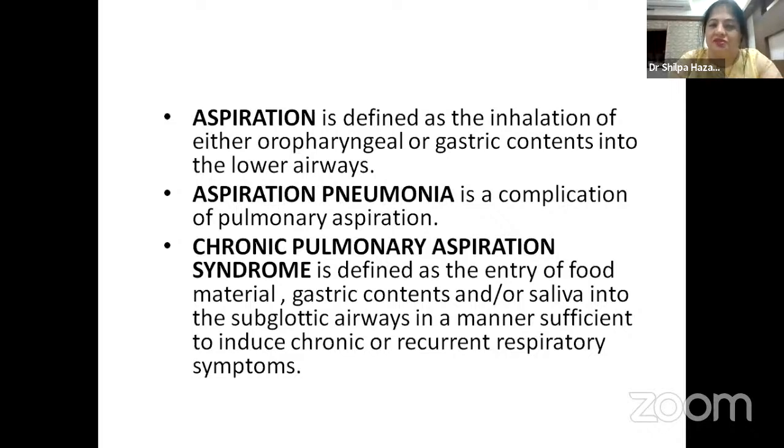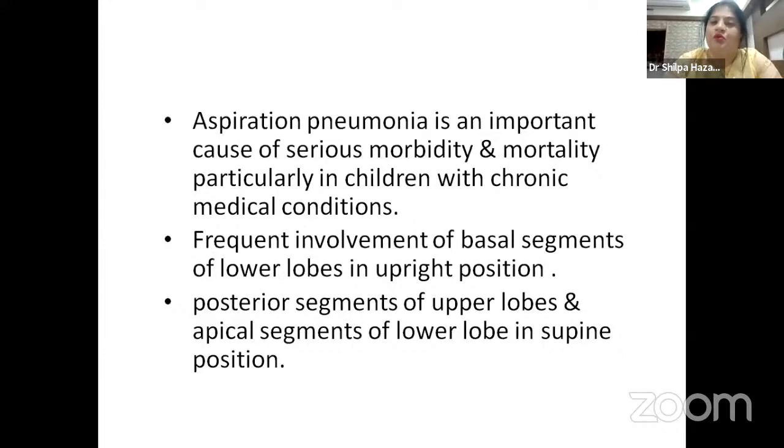There is an entity called chronic pulmonary aspiration syndrome, and that is basically entry of food material or gastric contents and/or saliva into the subglottic airways in a manner sufficient to induce chronic or recurrent respiratory symptoms. So there is a recurrent aspiration going on for a long time, which induces recurrent respiratory symptoms. Aspiration pneumonia is an important entity, and it is a cause of serious morbidity and mortality, especially in children who have chronic medical conditions or neurological issues.